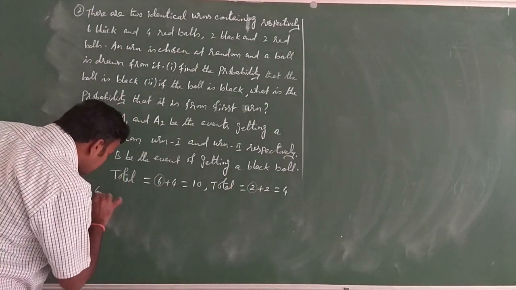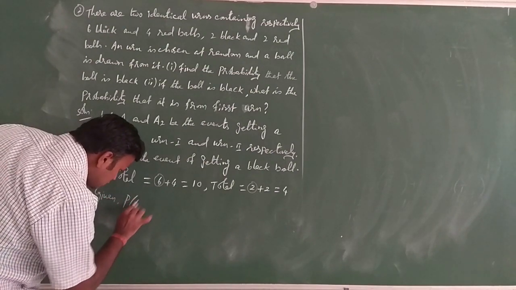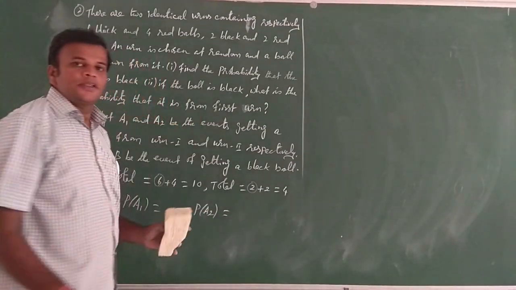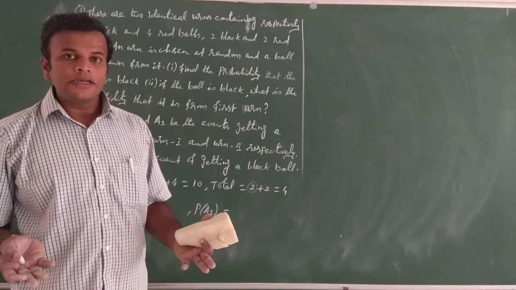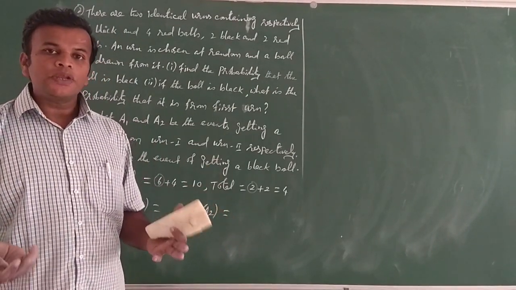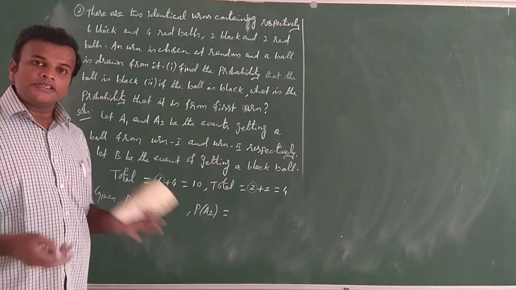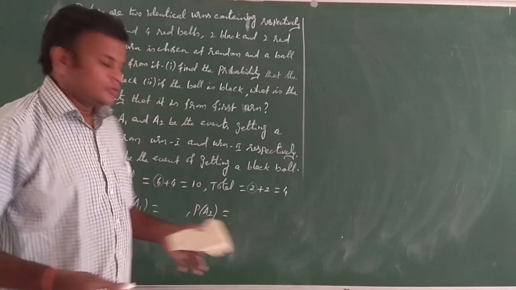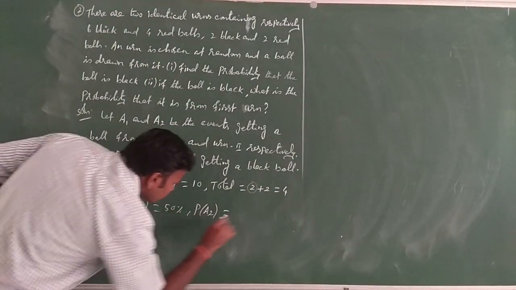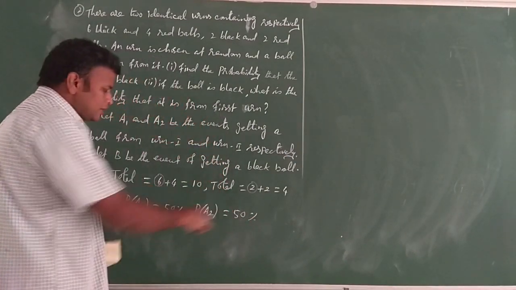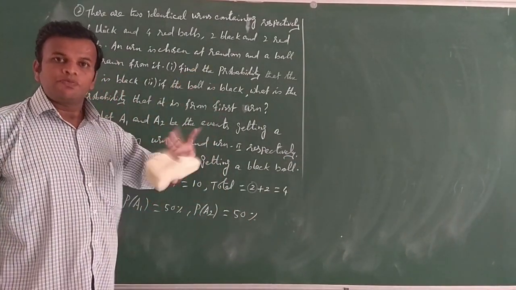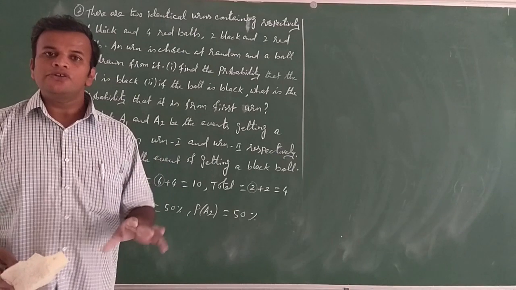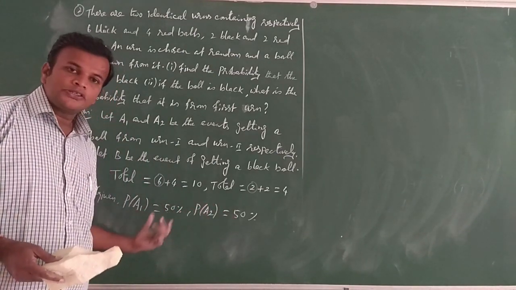Now some data are given. What is the value of P of A1 and P of A2? These are important. Both are identical answers. What is the chance of taking a ball from hand 1 and hand 2? Both are equal chances. You will be taking either hand 1 or hand 2, so 50%. The word is not given in the question, but you must understand there are only two hands. So equal chance of getting a ball from hand 1 and hand 2 means 50%.